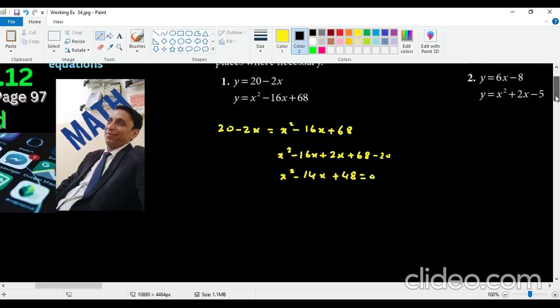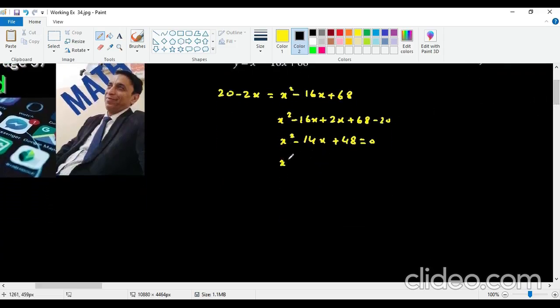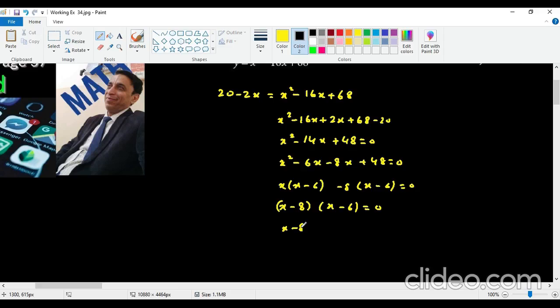Now we factorize this. Because 6 times 8 is 48, and minus 6x and minus 8x gives us minus 14x, we get x squared minus 6x minus 8x plus 48, as we have done with quadratic equations. x is common in the first and second terms, so x minus 6 goes in one bracket. Copy down x minus 6 as it is, and minus 8 will be here. So x minus 8 and x minus 6 are the two factors. We know very well that x minus 8 equals 0 and x minus 6 equals 0. That means the value of x is 8 and x is 6, positive 6.